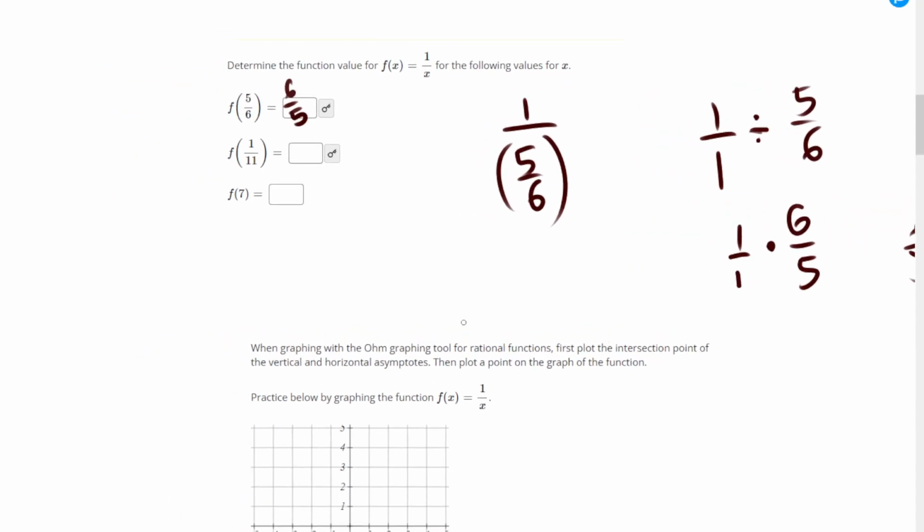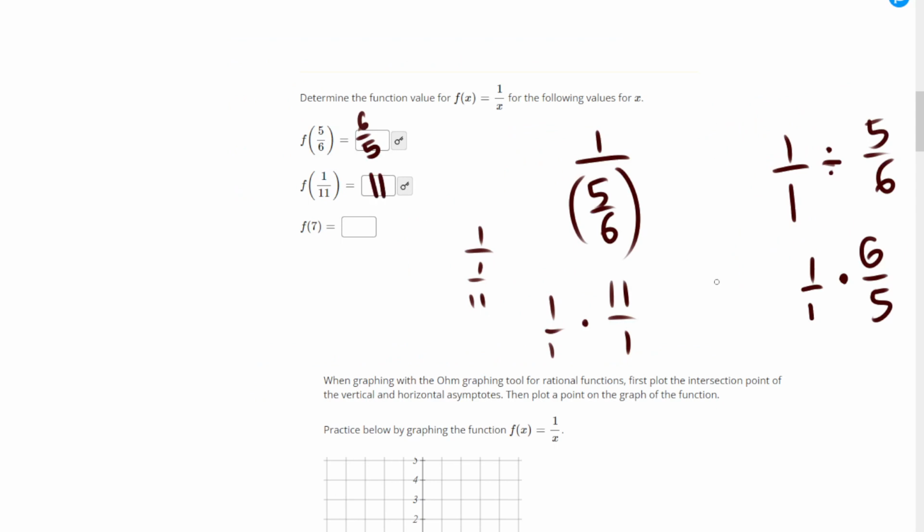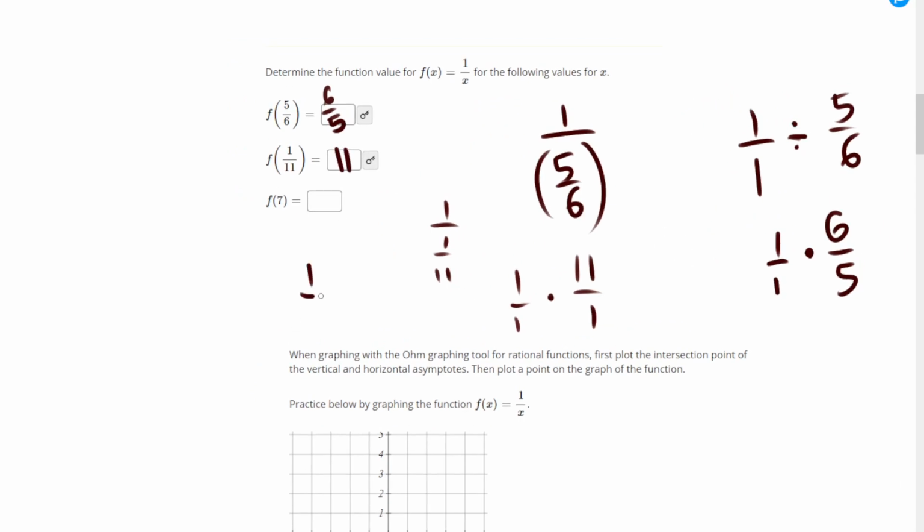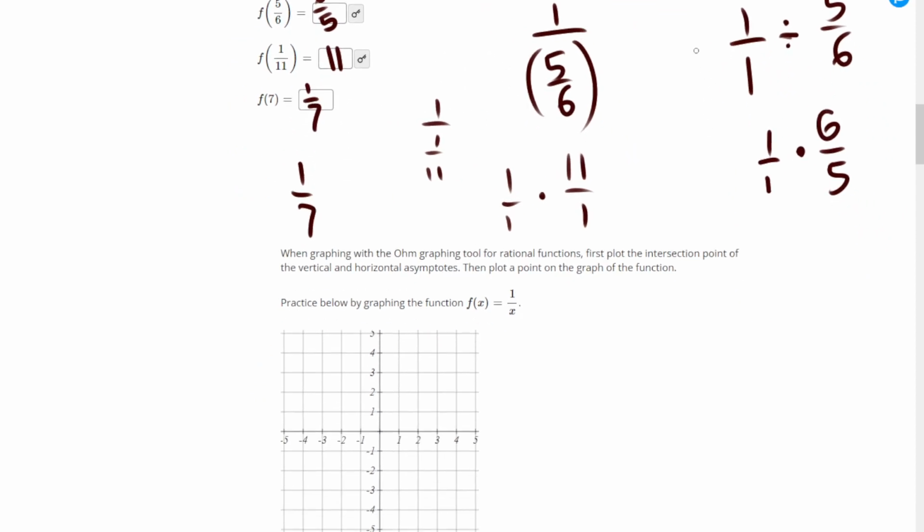Same idea for the second one. We'll have 1 over 1 over 11, which is going to flip it. We'll have 1 over 1 times 11 over 1. I already skipped the copy dot flip part, and then you end up with 11. This one, you will have 1 over 7, because that's just what you put in. You don't need to do any reciprocals or anything like that, because it just stays as a fraction.